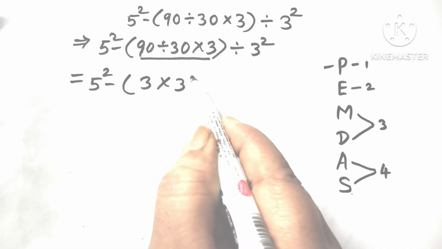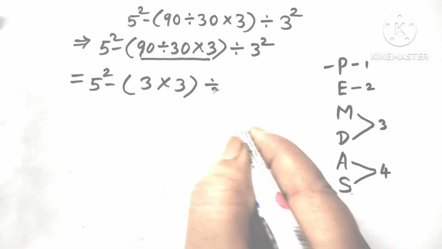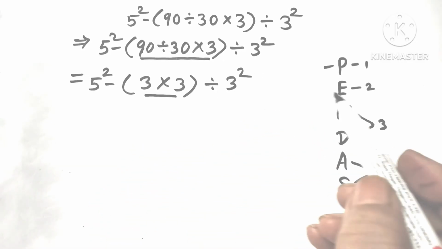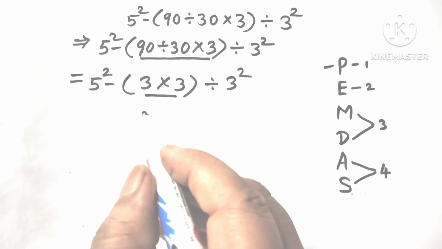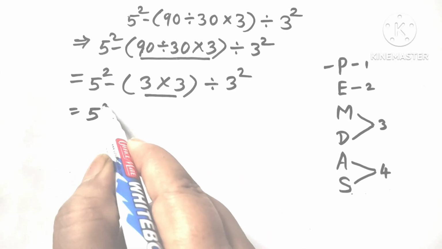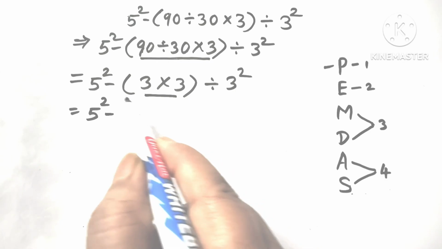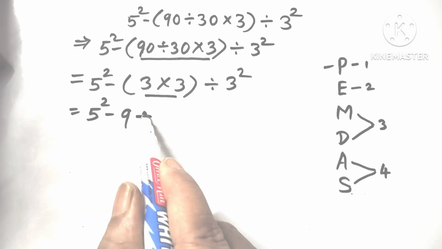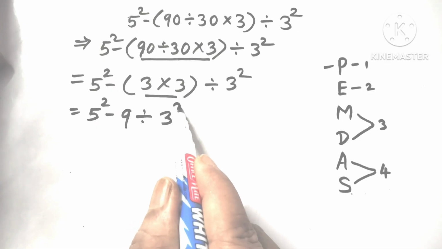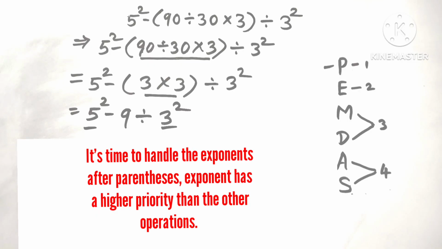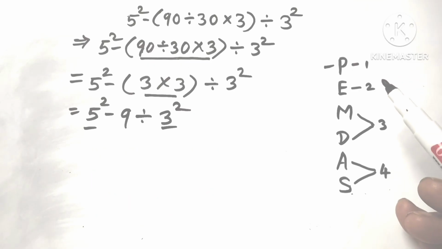5 square minus in bracket 3 times 3 bracket complete divided by square of 3 is equal to 5 square minus 9 divided by square of 3. After parenthesis, we handle the exponent. Exponent have a higher priority than the other operations.